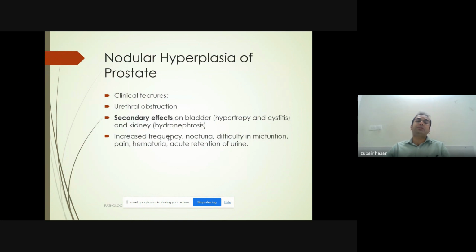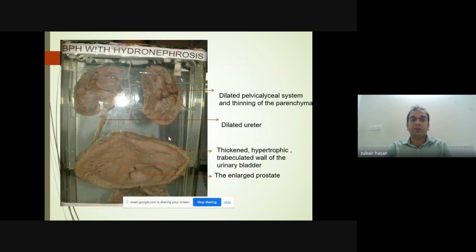And clinical features, there will be urethral obstruction with secondary effects on the bladder like hypertrophy and cystitis and hydronephrosis. There is increased frequency of urine, nocturia, difficulty in micturition, hematuria, that is blood in the urine, as well as acute retention of urine. Another specimen showing you the bladder with thickened hypertrophic trabecular wall, back pressure causing dilatation of the pelvicalyceal system, thinning of the cortex, and these are the features of benign prostatic hyperplasia with hydronephrosis.